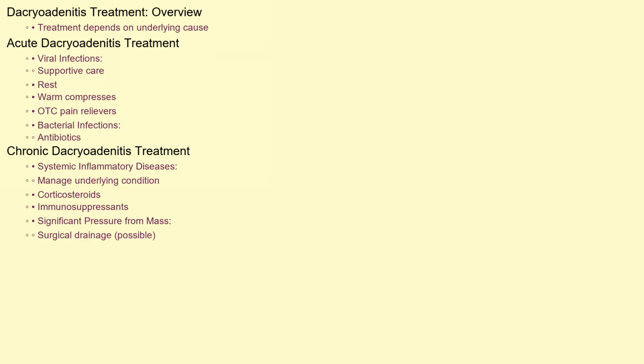Treatment for dacryoadenitis depends entirely on the underlying cause. For acute cases caused by viral infections, treatment is often supportive, involving rest, warm compresses, and over-the-counter pain relievers. Bacterial infections require antibiotics. In cases of chronic dacryoadenitis related to systemic inflammatory diseases, treatment focuses on managing the underlying condition with medications like corticosteroids or immunosuppressants. If a mass is causing significant pressure, surgical drainage might be considered.